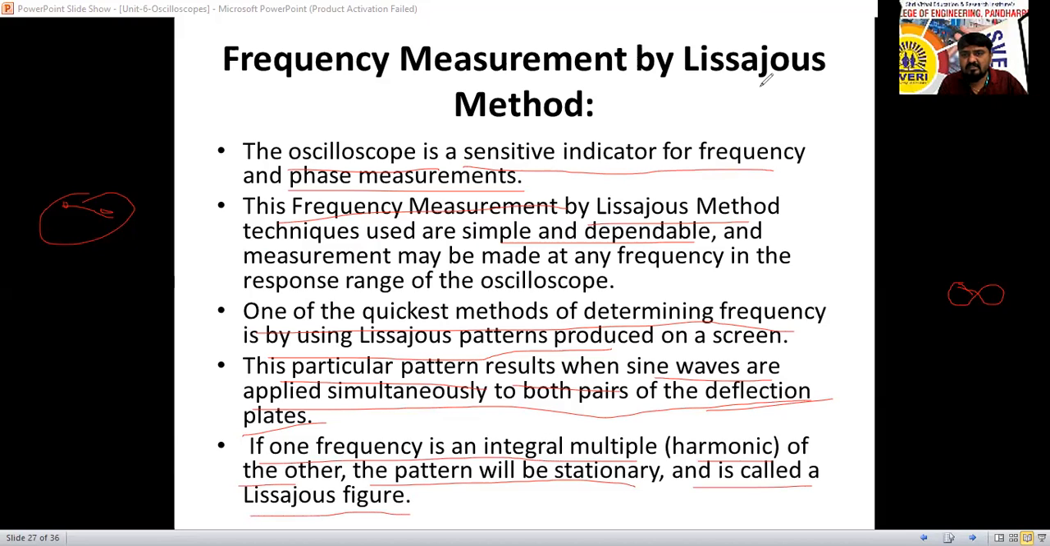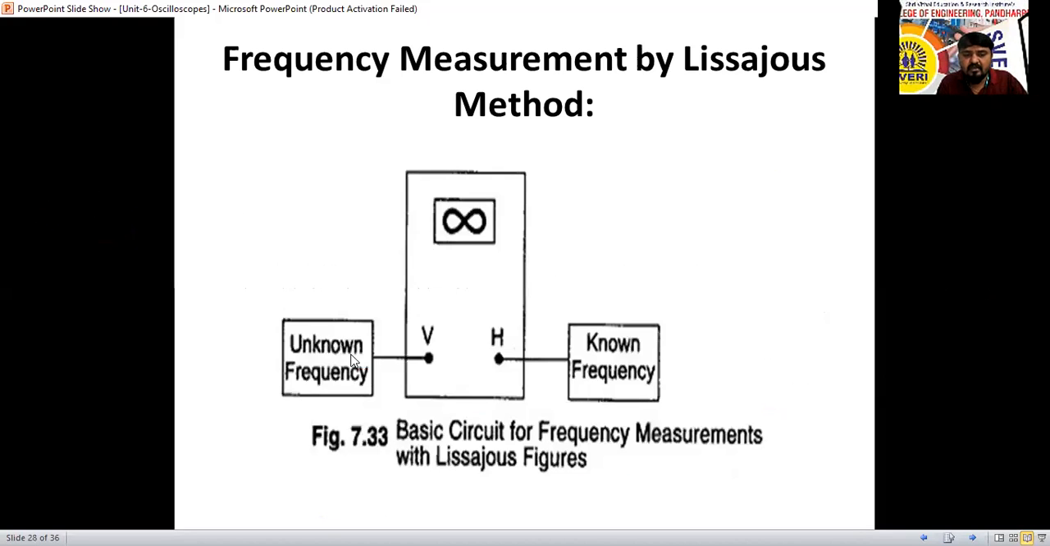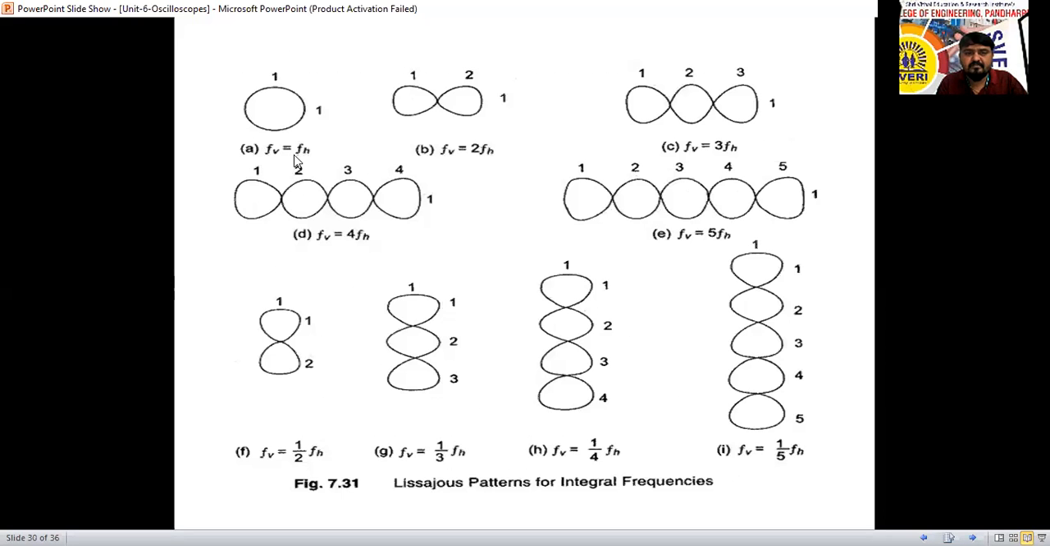In theory, you will not understand, so I will show the diagram, then you will see. This is the Lissajous method. Here, on one side we have connected the unknown frequency, and on the other side the known frequency. Just a minute. See here. If the circle is there, it is also half. So FV, the vertical plates frequency, equals FH, the horizontal plates frequency. That is when we get a circle.